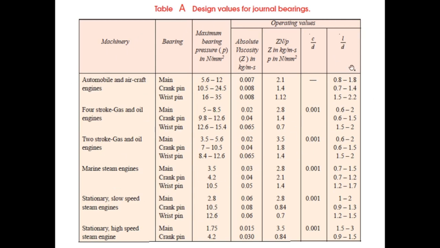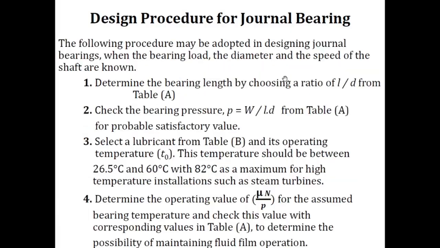So for L by D, the diameter of the shaft where the bearing is going to be fitted is known to you, and from that you can choose the length of the bearing. So this is the one table which is helpful to you for selection of the different parameters.